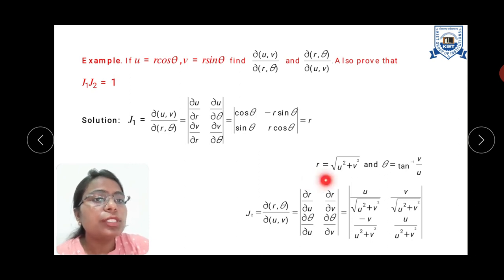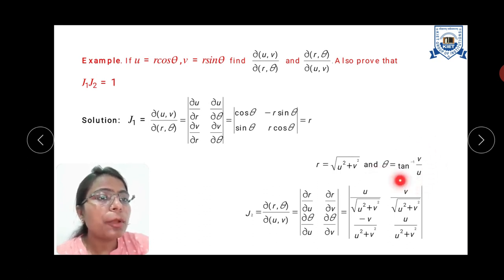If r is equal to the square root of u square plus v square, we have to find the values of del r by del u and del r by del v. So what is the value of del r by del u? It's u by the square root of u square plus v square, and del r by del v is equal to v upon the square root of u square plus v square. And theta is equal to tan inverse v upon u, so del theta by del u is equal to minus v upon u square plus v square, and del theta by del v is equal to u upon u square plus v square.